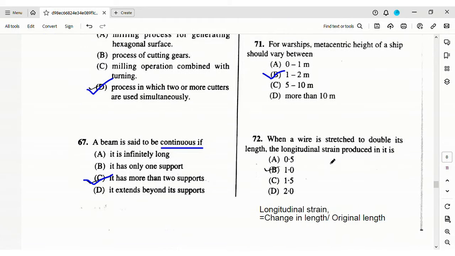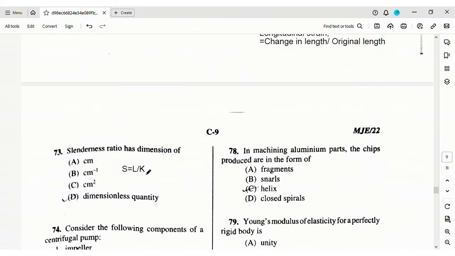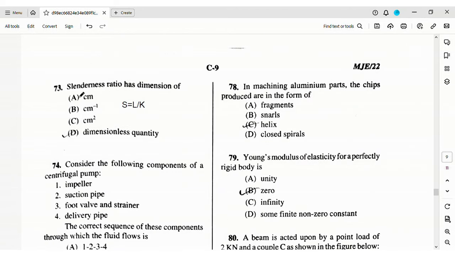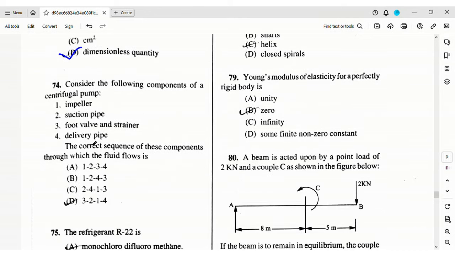When a wire is stretched to double its length, the longitudinal strain produced in it is? So here it is said that stretched to double. Initially it was L, second it becomes 2L. So change in length equals L and original length equals L. So the longitudinal strain will be 1. Slenderness ratio, we have to remember that slenderness ratio is a dimensionless quantity.